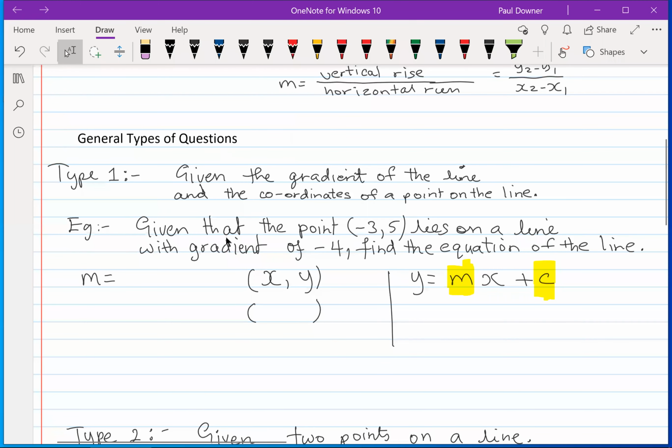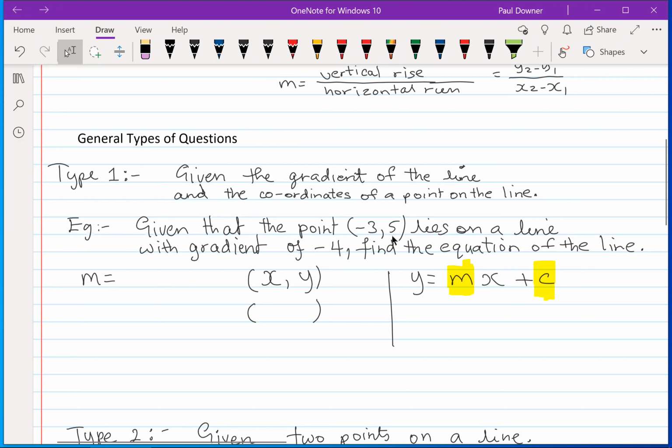In this example, you're given that the point (-3, 5) lies on a line with gradient -4. In other words, the line has a gradient of -4. Find the equation of the line. Now you see this -3 and this 5. This is an x value here and this is a y value.